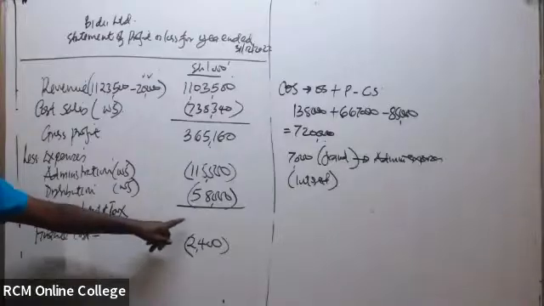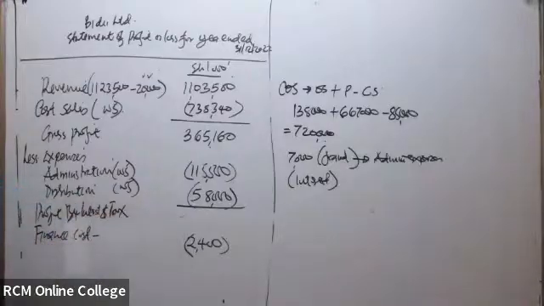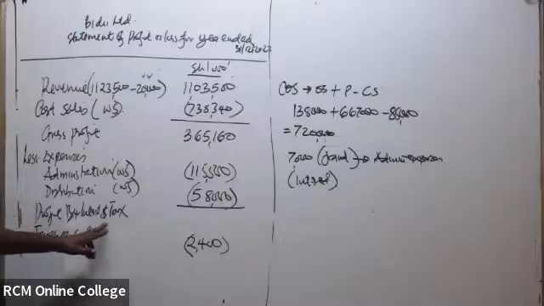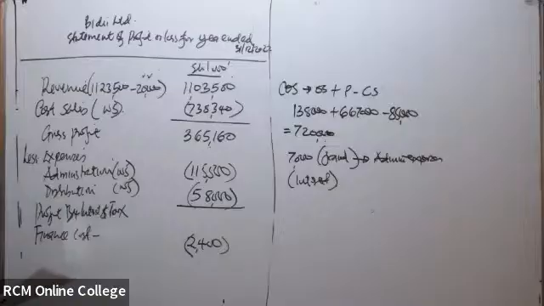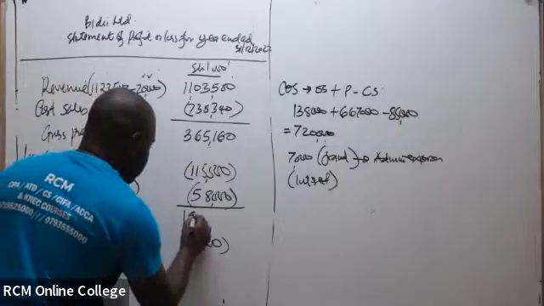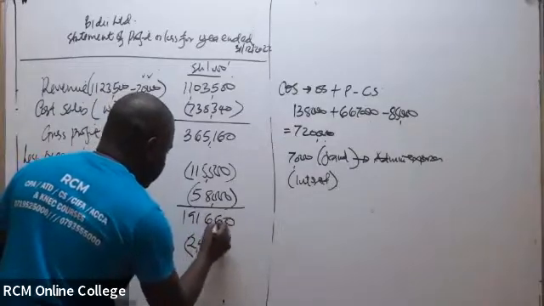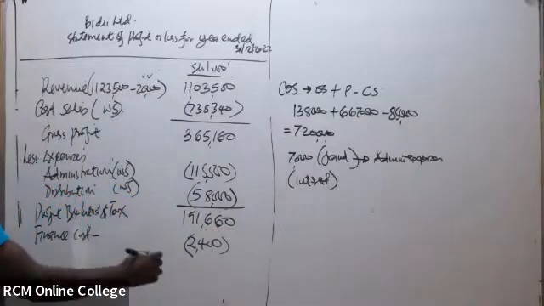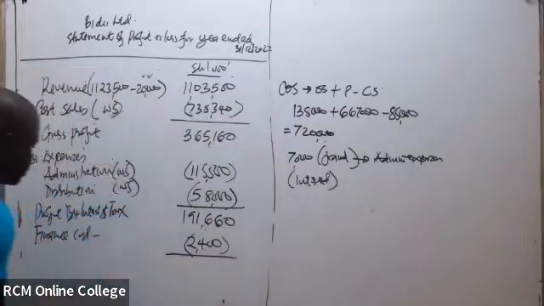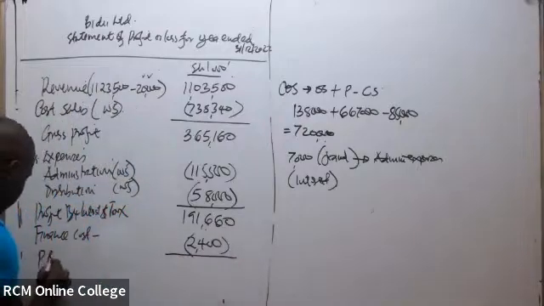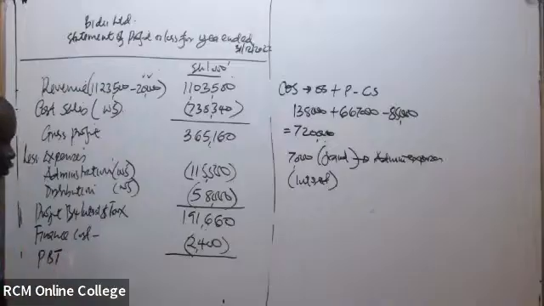So how much are you having to get? The profit before interest and tax is 191,660. So now you can less the interest so that you can get the profit before tax, the PBT. I can see you're giving a figure there, 189,260.